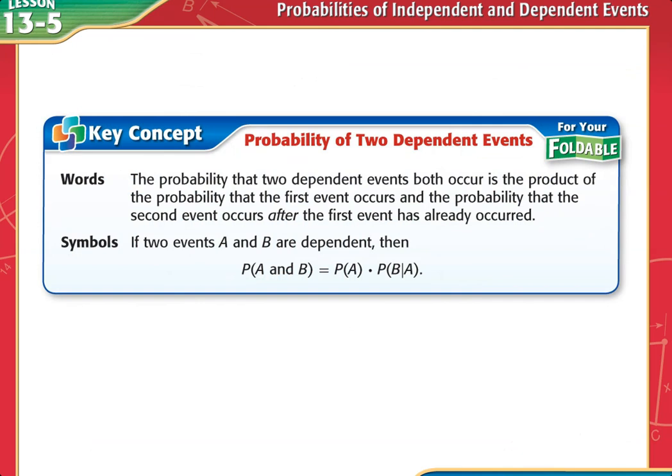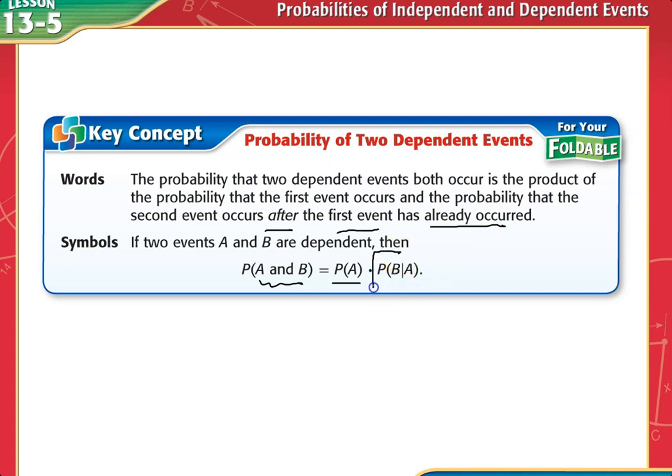Okay, here's the probability of 2 dependent events. The probability of 2 dependent events both occurring is the product of the first. So we have A and B. So it's the probability of the first multiplied by the conditional probability. This is how it's read: the probability the first event occurs and the probability that the second event occurs after the first event has already occurred, and that's called a conditional probability.